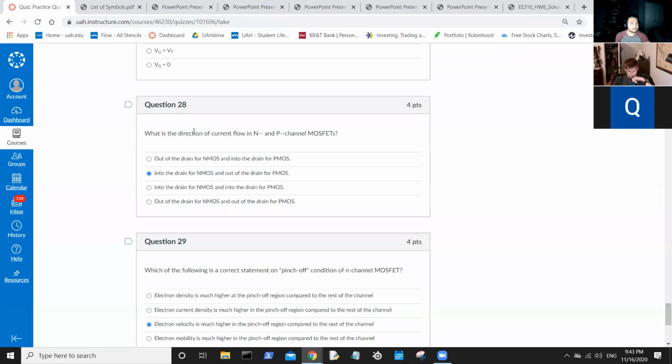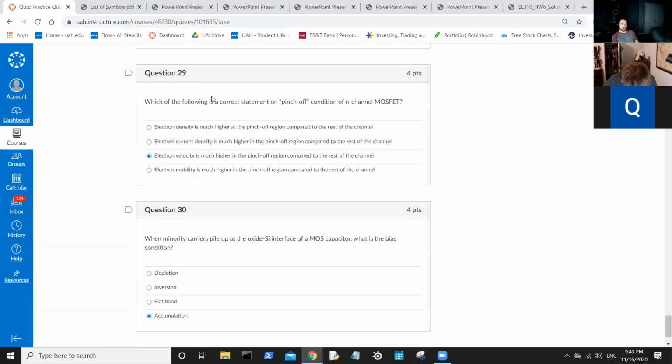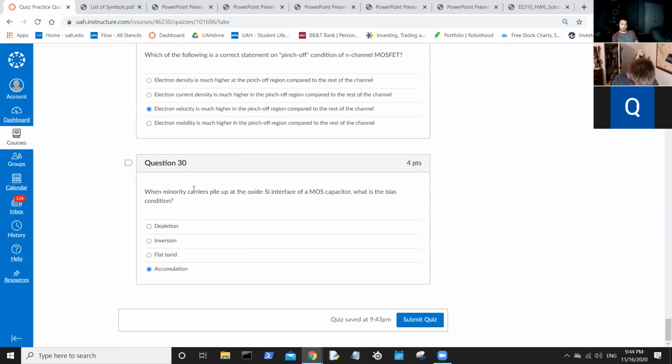What is the direction of current flow? This is a memorization thing. It's into the drain for N and out of the drain for P. And question 29, which of the following is a correct statement for the pinch-off condition? It's directly related to the electron velocity, which is higher in the pinch-off region than in the general area. And then the last one is, when minority carriers pile up, what is the bias condition? Well, pile up is a synonym for accumulation. That's that. All right, let's hope for an 80.